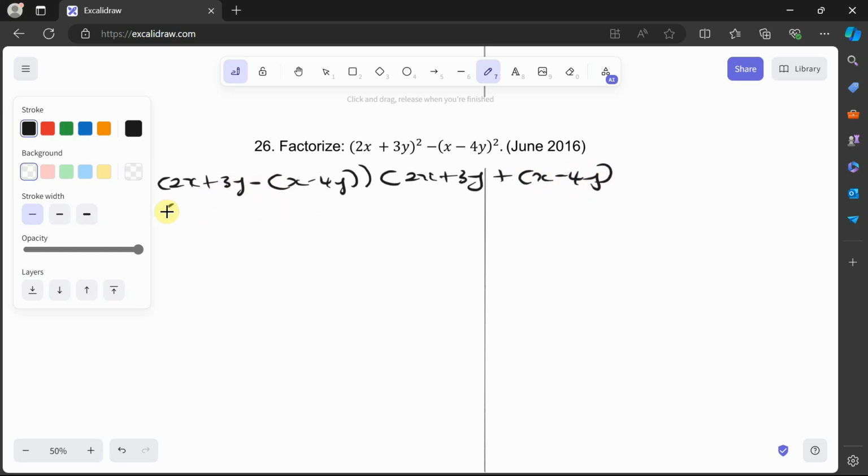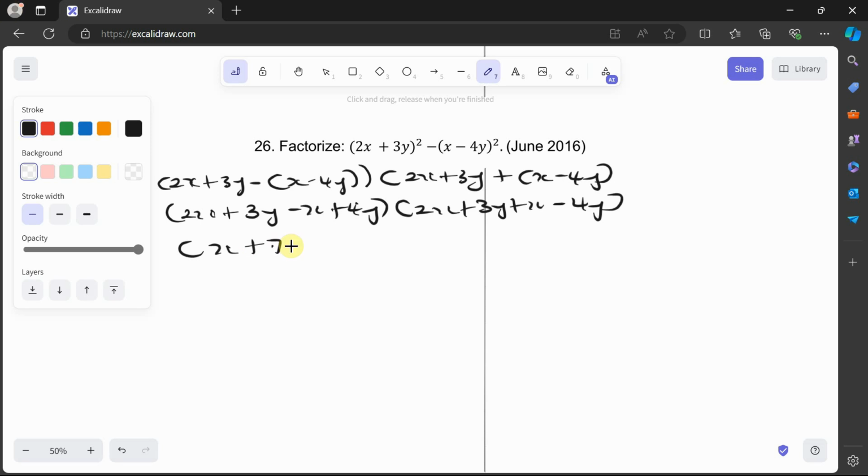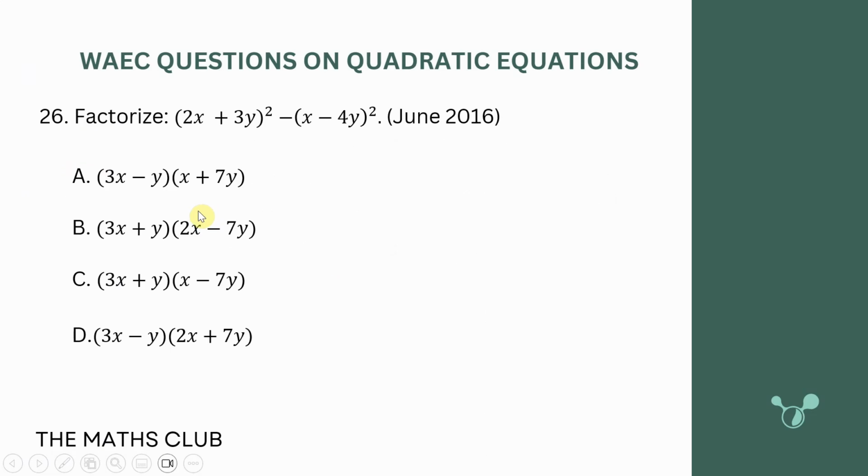Let's expand the bracket. This will be 2x plus 3y minus x, minus times minus will be plus 4y, open brackets, 2x plus 3y plus x, plus times minus is minus 4y. So 2x minus x is x, 3y plus 4y is plus 7y. 2x plus x is 3x, 3y minus 4y is minus y. So this is basically the answer from this particular thing. Just factorize it, that's all. So from this you can see that our answer is option A.